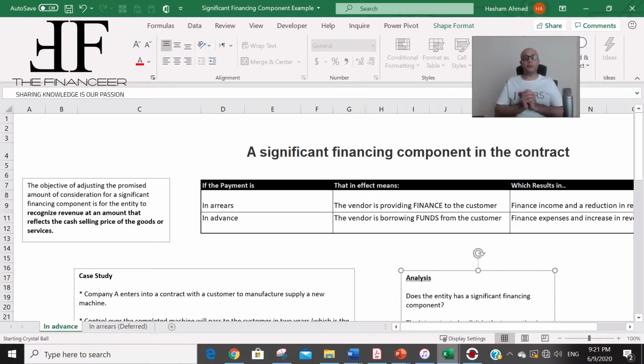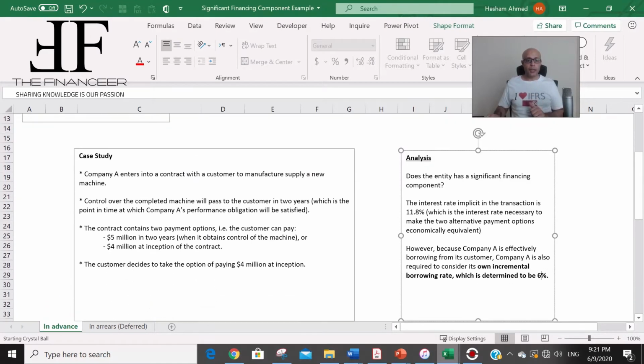Let's take an example for a contract that includes a significant financing component. Let's read this case study together. Company A enters into a contract with a customer to manufacture and supply a new machine. Control over the completed machine will pass to the customer in 2 years, which is the point in time at which Company A's performance obligation will be satisfied. So the company will deliver the machine to the customer after 2 years.